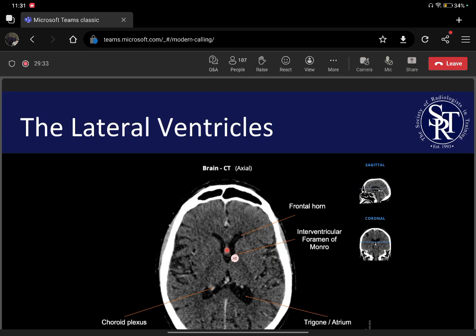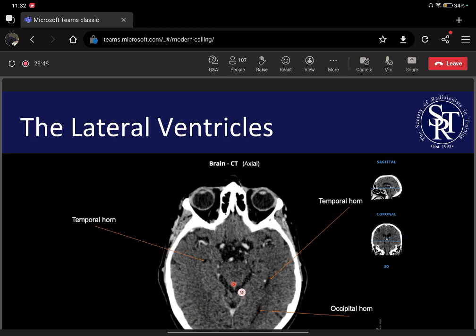And as we go a slice lower, we can now see these two frontal horns projecting into the frontal lobe. And this is our trigone or atrium. You can actually see these structures here. These are our choroid plexus, which might be calcified in some images that you might have noticed. Here we have our temporal horn, and here is our occipital horn. They might appear quite slim, but this is how we would expect them to look in a normal adult brain.